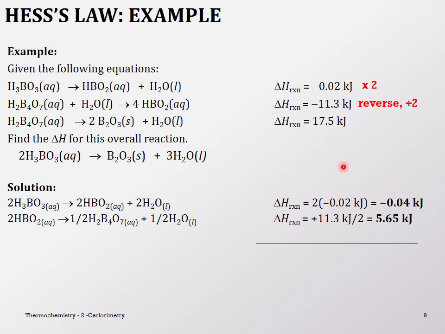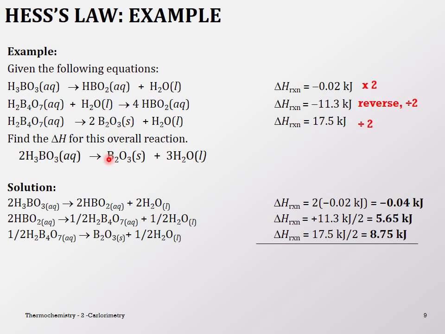The third equation we have to manipulate, because yes, we still need the B2O3, and we also need the water, not to forget that. And remember, here is the H2B4O7, which is also in this equation, which we need to get rid of. But we need only 1 mole of B2O3, so we're going to divide this equation by 2, and that's how we get only 1 mole of B2O3.